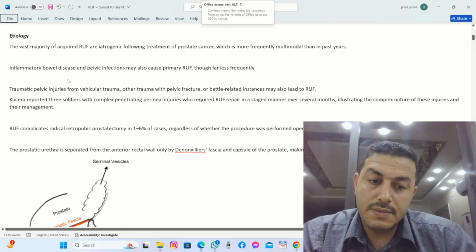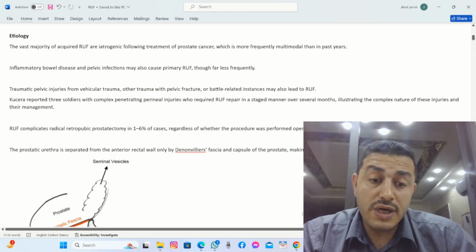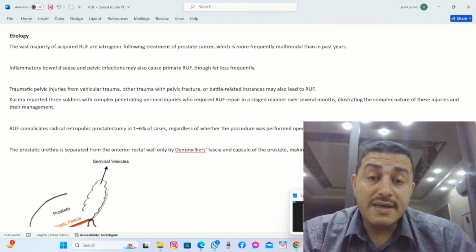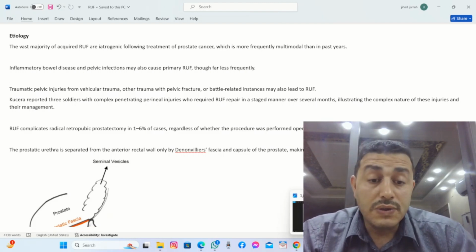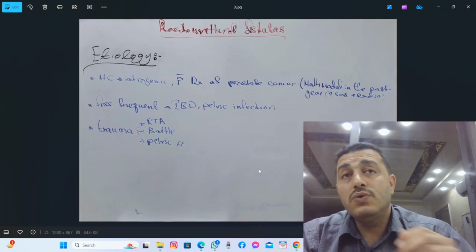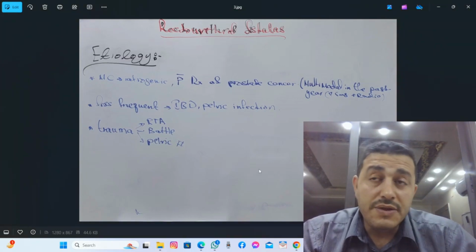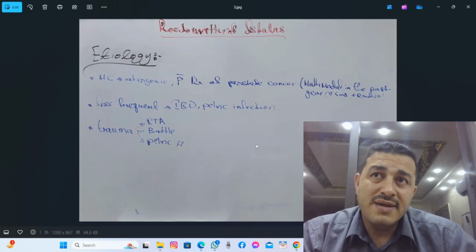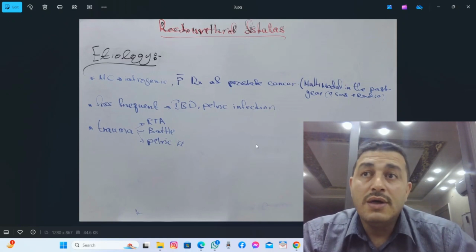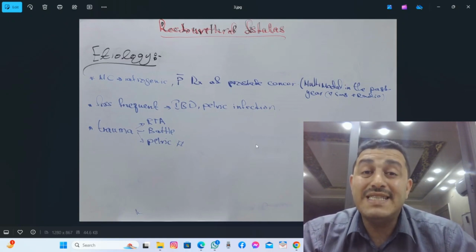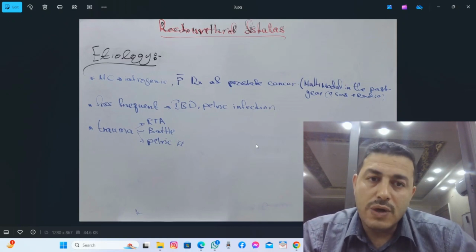Regarding the etiology, as we previously said, prostate cancer surgery is the most likely cause, iatrogenic in other words. Here we also highlight the approach for treatment of prostate cancer, as recently we are talking about the multimodal approach, radiotherapy and surgery, which also increases the complexity of the fistula itself.